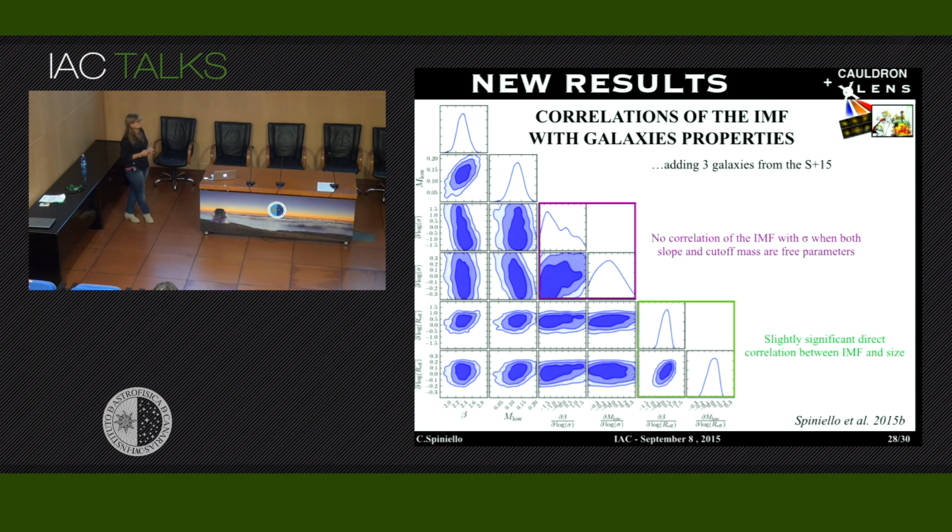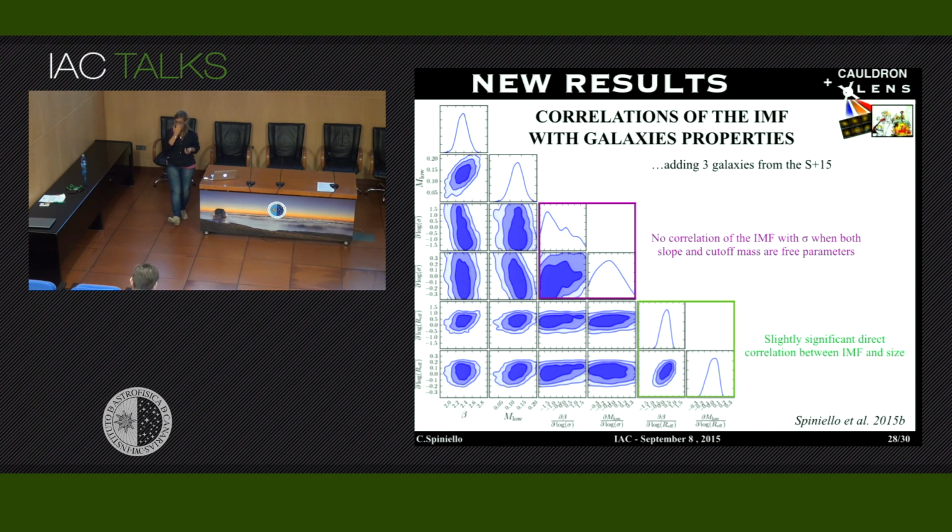So no correlation of the IMF slope with sigma, when slope and cutoff are varying at the same time, and a slightly significant direct correlation between IMF and size. Then we thought, okay, what's going on here physically? What are we really observing? What are the evidences we have and we didn't consider yet?